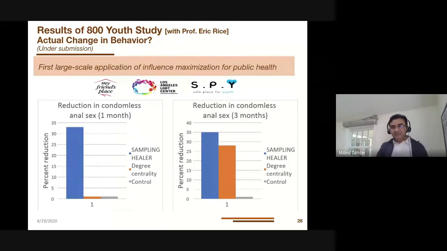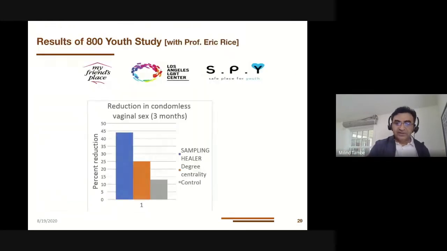And spreading this information faster is important because this is a risk behavior, so the faster we can get it to reduce, the better. And secondly, this is a dynamic community. People leave the community, so it's important that we spread the information faster. Similar result with respect to condomless vaginal sex, and again, we can see that the sampling healer algorithm performs significantly better than degree centrality or the control group.